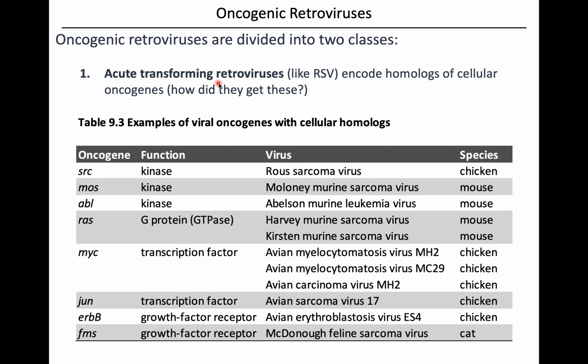And we call these viruses that contain oncogenes acute transforming viruses because they're so adept at causing cancer. The presence of those oncogenes really drives a quick transformation.